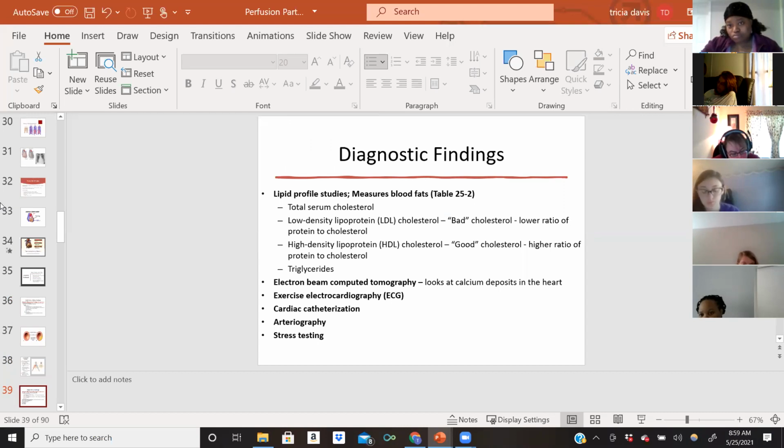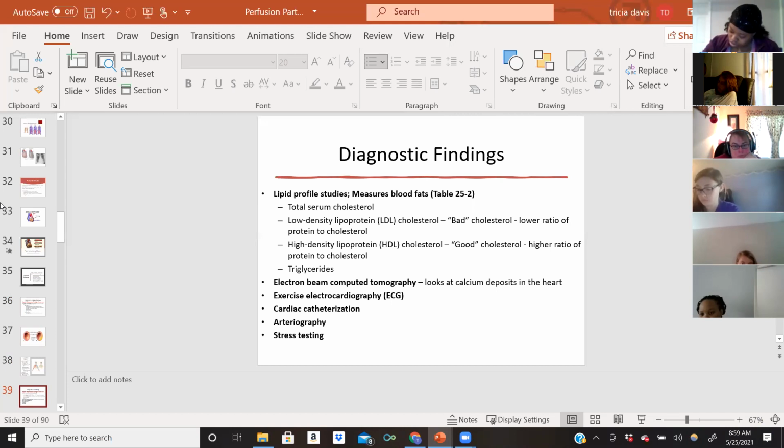We want to look at our low density lipoprotein. So our LDL is our bad cholesterol. There's a lower ratio of protein in our blood to cholesterol. Our high density lipoproteins, our HDLs, are our good cholesterol. Our good cholesterol has a higher ratio of protein to cholesterol. And then we want to look at our triglycerides.